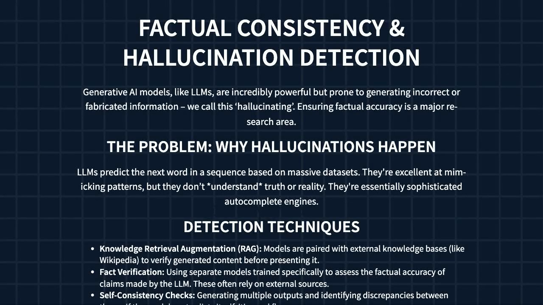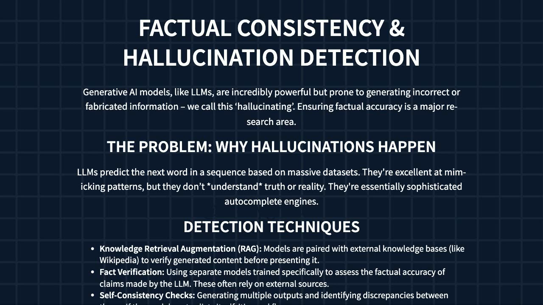Okay, so generative AI models are amazing at creating text, but they're not always right. They sometimes hallucinate, meaning they make up facts. This happens because they're predicting the next word based on patterns in data, not actually understanding what's true.